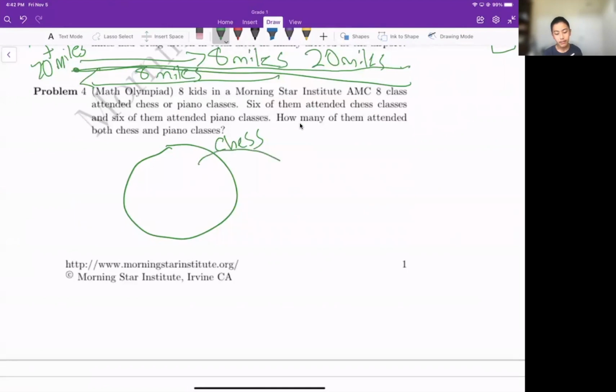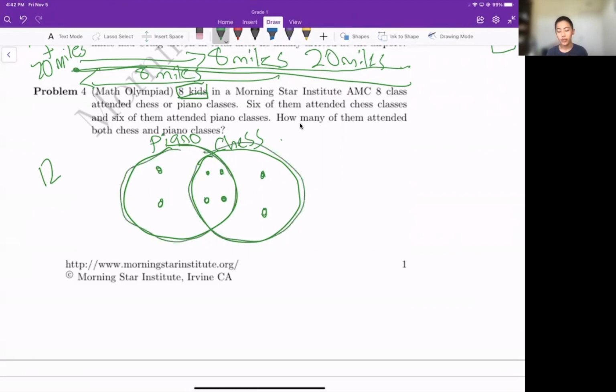And 6 of them attended piano, but that would equal 12. And what we're saying is 8 kids. So therefore, we can figure out that 4 of these kids are attending both piano and chess classes. And this matches up perfectly because there are 6 people who play piano and there are also 6 people who play chess. So therefore, there are 4 people who attended both chess and piano classes.